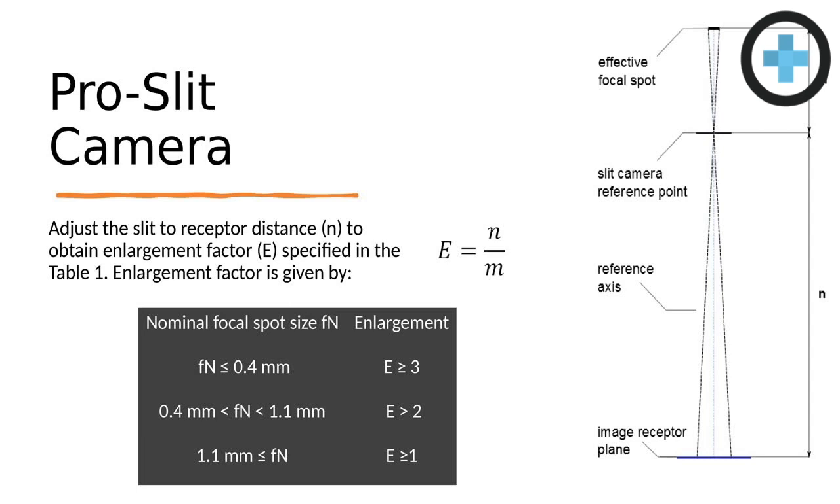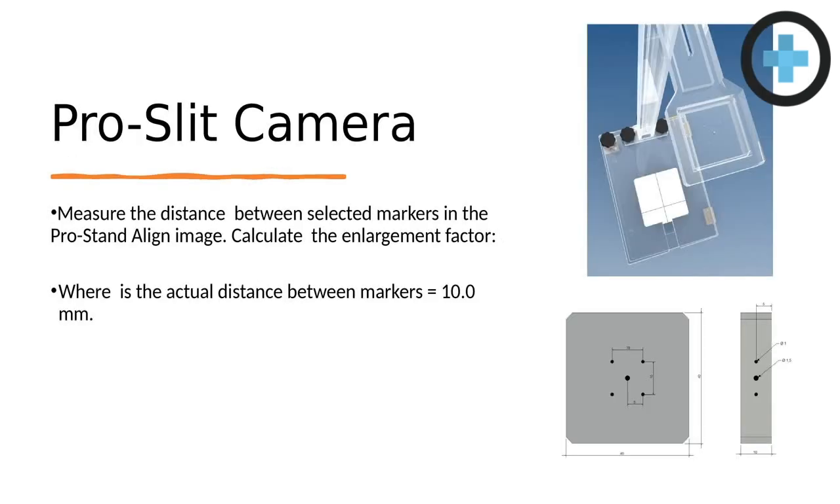Once we get some numbers, we can adjust the slit and the receptor distance so we can obtain the enlargement factor we're looking for. That's calculated using the little formula here, M, underneath the logo and the image. Ultimately, we're measuring the distance between the selected markers, calculating the enlargement factor, and here's the actual distance between the markers.